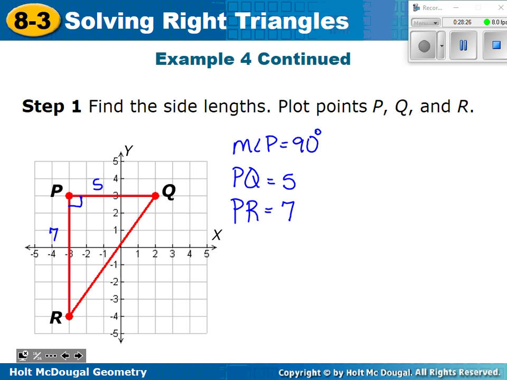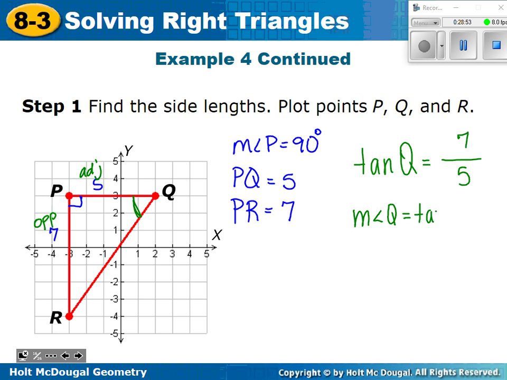So if I want to find angle Q, which two sides do I have? Good. So opposite and adjacent. Which trig function then do I want to use? Tan. So tangent of Q equals what over what? 7 over 5. And then what do we do new today to find an angle? Do the inverse. So the measure of angle Q is going to equal the inverse tangent of 7/5.